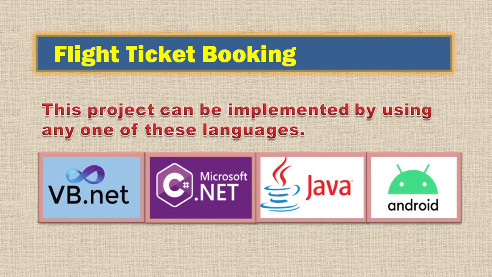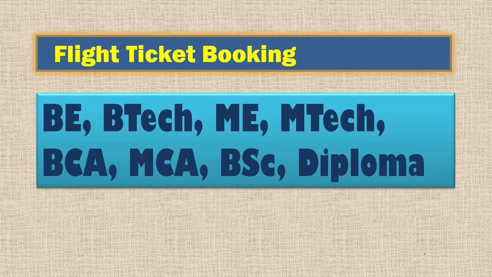Flight ticket booking. This project can be implemented using any one of these languages. You can write it in VB.NET, in CSharp.NET, in Java, you can also make it as an Android application. These are the desktop application languages and we can use them to build the desktop application. We can also make a web application. In case of CSharp or VB, you can use ASP.NET and make it as a web application. In case of Java, it's JSP. Other than this, you can use PHP, you can use Python. Many languages we can use to make a web application.